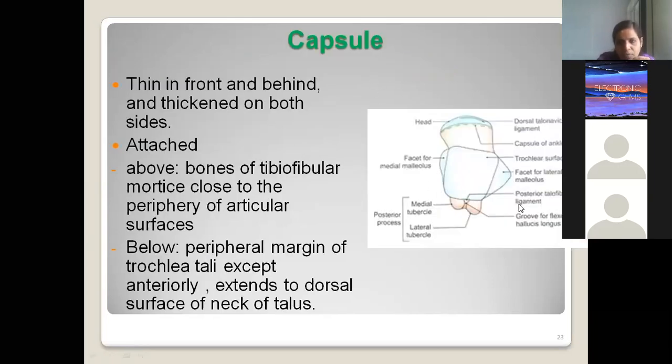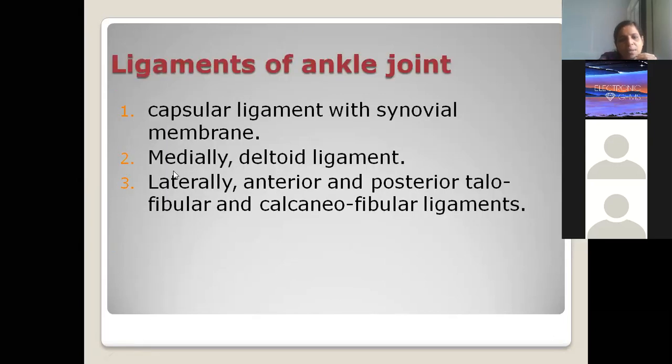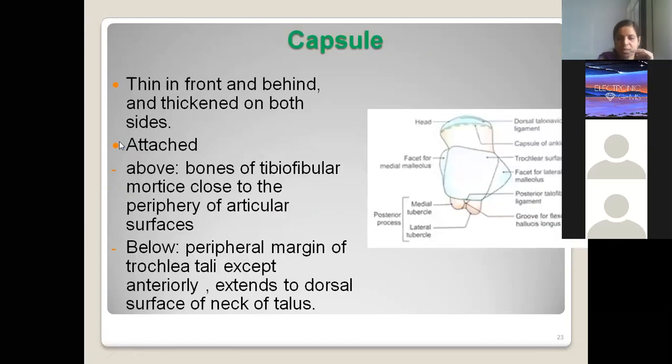Now this is again talus bone, what you can see, head and neck. This is all the articular surface for the purpose of ankle joint. Now see, capsule is basically attached to the margins of the bones which are taking part in the formation of joint. Any joint is like that only. So the capsule will be thin in front and behind and thickened on both the sides. Why is it thickened on both the sides? Medially and laterally it has thickenings of ligaments. Medially you have deltoid ligament, laterally we have many ligaments. That's the reason anteriorly and posteriorly capsule is thin, whereas medially and laterally you will see it is quite thick because of the attachment of ligaments.